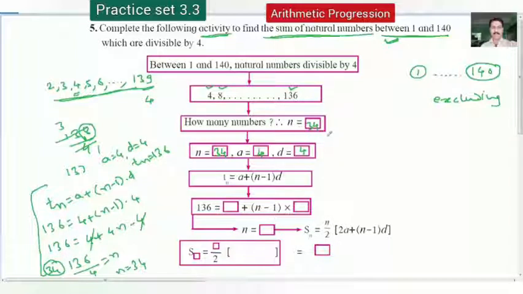So here we have to find what? n, that is 34. Okay, here what do we make here? 136. Here a is 4, n minus 1, and d is what here? What is d? See here, d is 4. We can put it here. So by simplification, n is equal to 34. Here this n, how many numbers?